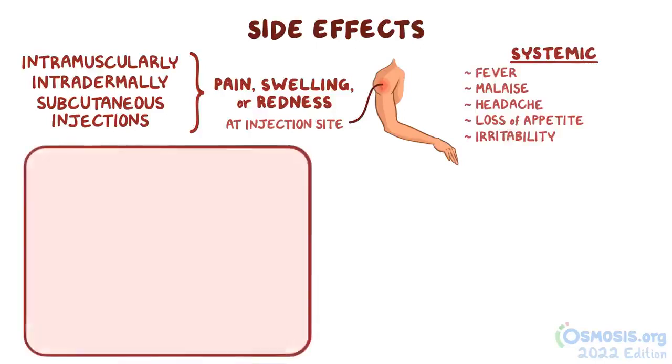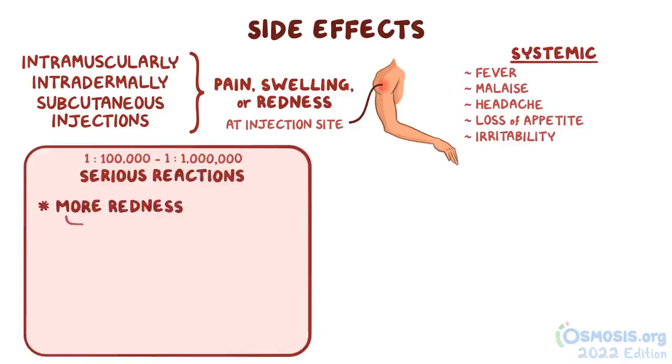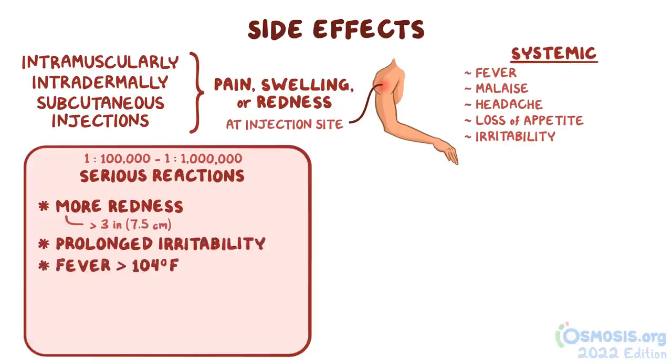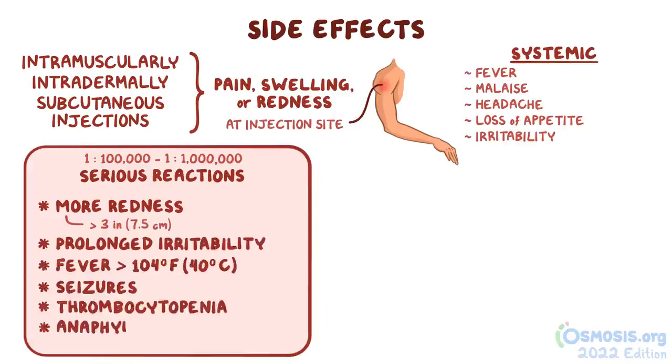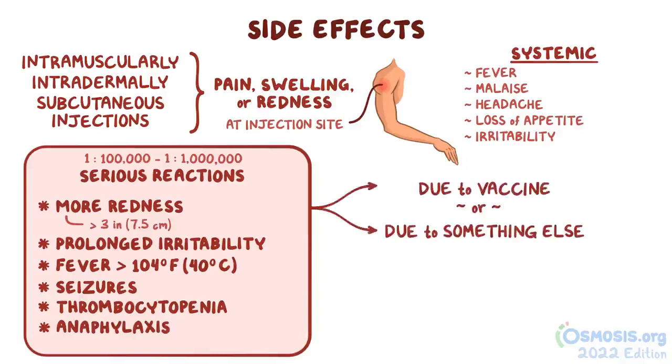Now, in rare situations, so between 1 in 100,000 and 1 in a million, there can be more serious reactions. For example, more redness, spanning more than 3 inches or 7.5 centimeters at the injection site, prolonged irritability, a fever above 104 degrees Fahrenheit or 40 degrees Celsius, seizures, thrombocytopenia, or even anaphylaxis. With these rare situations, it's sometimes hard to know if it was due to the vaccine itself or from something else. In any case, even when accounting for these sorts of rare situations, the benefits from avoiding the diseases still far outweighs the risks from the vaccines.